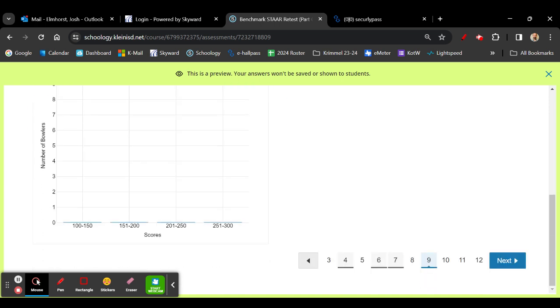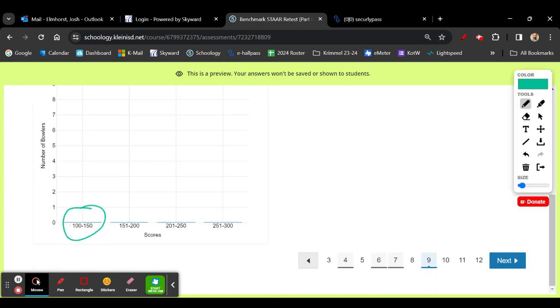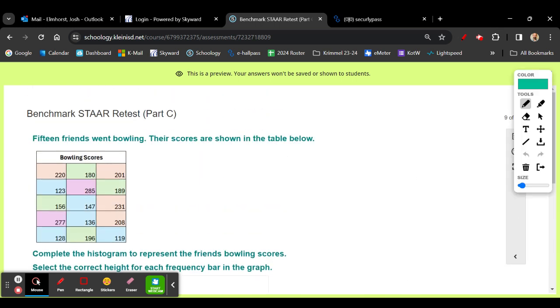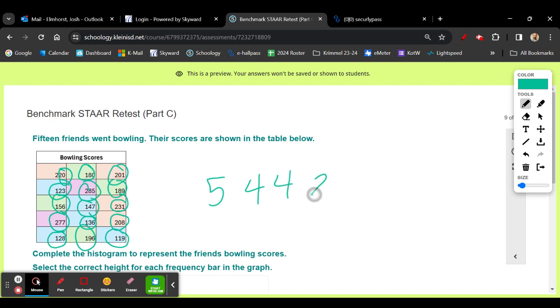Complete the histogram. Looking at the intervals down below, we need numbers that are 100 to 150. So 100 to 150 are going to be here. So 1, 2, 3, 4, 5. And then the next category is 150 to 200. So that's 1, 2, 3, 4. And then we have 200 to 250, which is 1, 2, 3, 4. And then the last category, there's two numbers left over. So 5, 4, 4, 2.